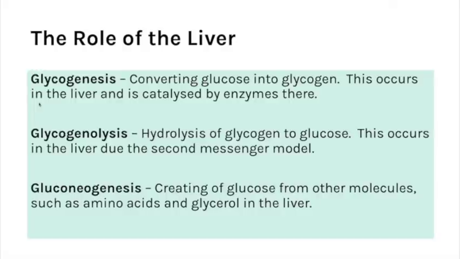The liver is involved in all three of these processes. Glycogenesis is when glucose is converted to glycogen, and this occurs in the liver and is catalyzed by the enzymes there. Glycogenolysis, pronouncing it like that so it's easier to remember, the lysis of glycogen is the splitting or hydrolysis. And again, this happens in the liver, and this is due to the enzymes involved in the second messenger model. Gluconeogenesis is creating glucose from other molecules, so the amino acids and glycerol, and again this happens in the liver due to the enzymes found there.